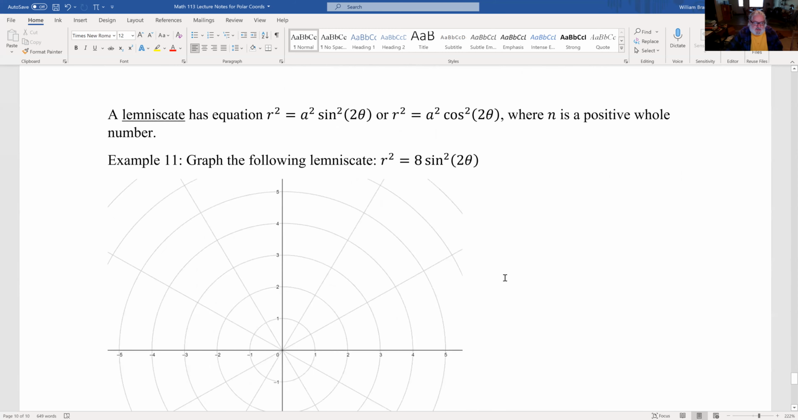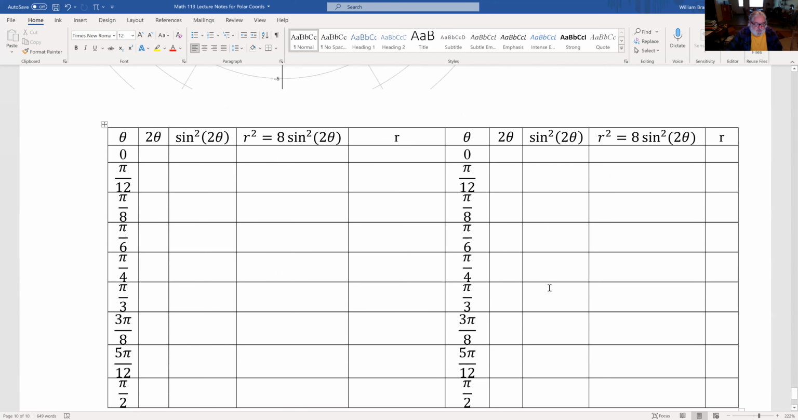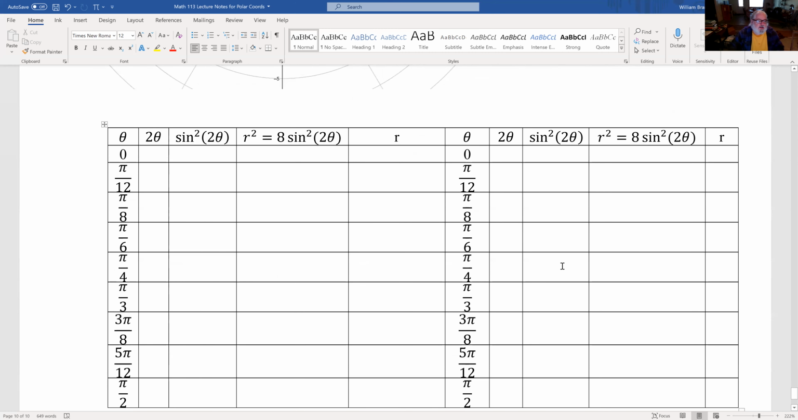And finally, a lemniscate, we have to be a little bit careful about 2 theta. So this is r squared equals sine squared 2 theta. We have to be a little bit careful about this because, again, we chose the numbers here so that when we double them, we get our familiar collection of angles.